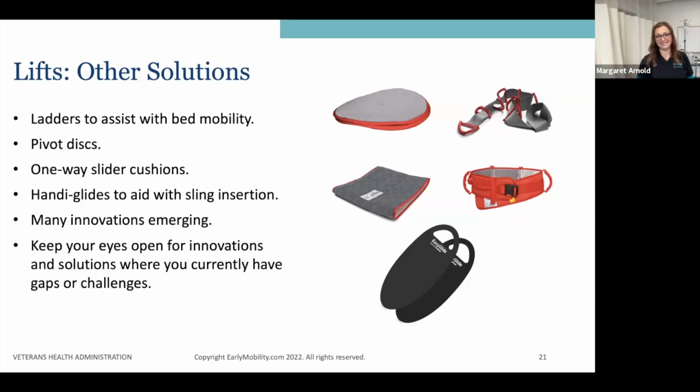Try to stay on top of the new innovations. Go to the conferences, ask your manufacturers to show you when they have new products, because designs and innovations are occurring all the time. Keep your eyes open for innovations and solutions where you currently have gaps or challenges in particular, and ask your manufacturers for those areas where you don't have good solutions. Sometimes you will find manufacturers who are prepared to do some research and design around your ideas.